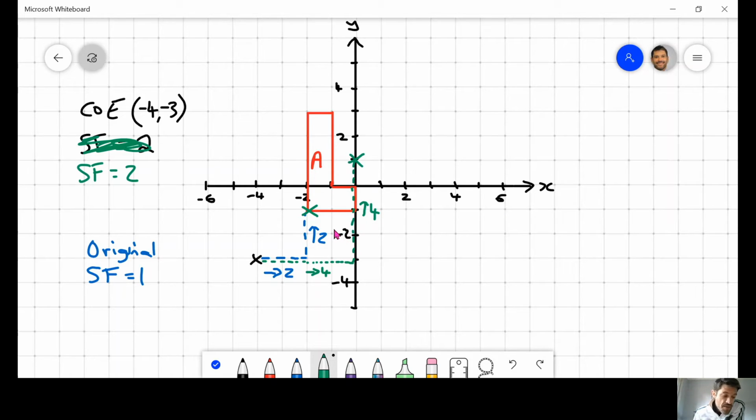And then again with translation, I told you could just draw one corner, plot one corner and then draw the rest of the shape. You can do that with enlargements. It's risky with other transformations, but we know that each side is going to be double. The orientation will stay the same, meaning it's the same way up. This bottom side is 2, so this will be 4. This is 4, so it'll be 8, etc., etc.